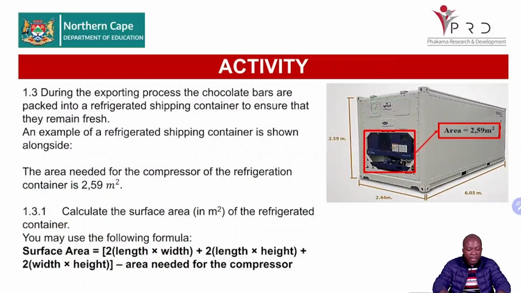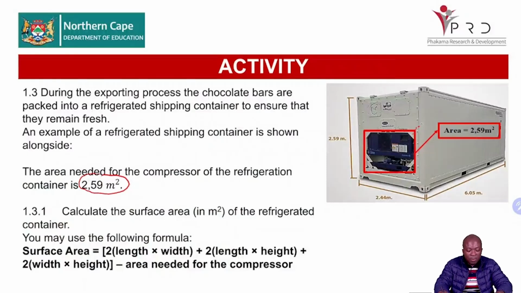During the exporting process, the chocolate bars are packed into a refrigerated shipping container to ensure that they remain fresh. An example of a refrigerated shipping container is shown alongside. The area needed for the compressor of the refrigeration container is 2.59 meters squared, and I've highlighted it to you in red here.